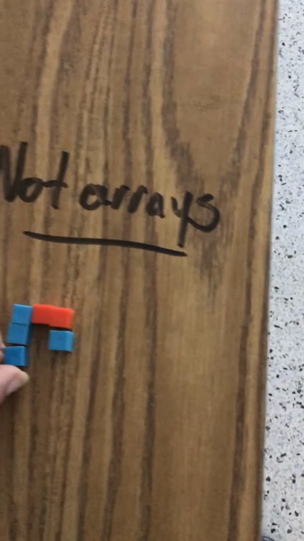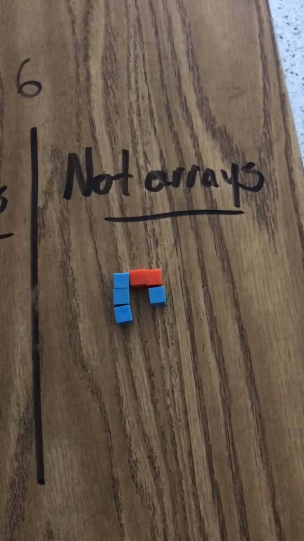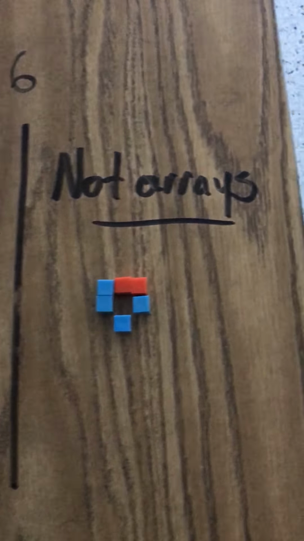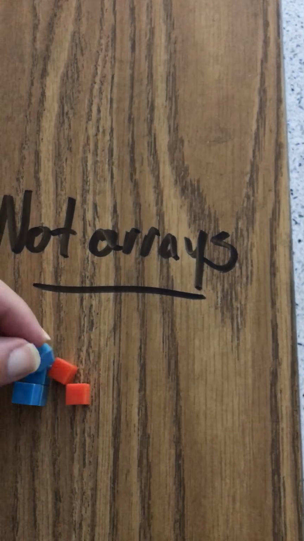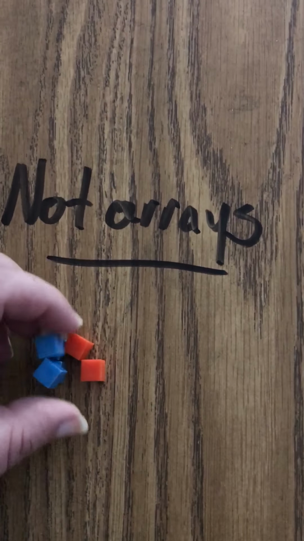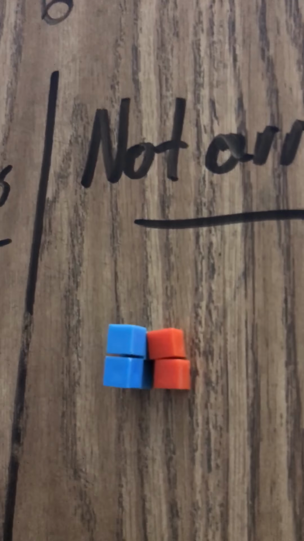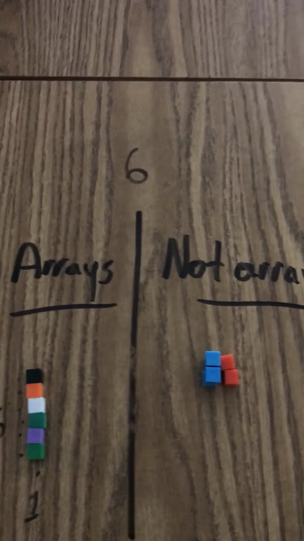What else is not a good array? Well, an array cannot have gaps. All right? You cannot have a donut like this. You can't have a hole in the middle of your array. It doesn't work. Also, you cannot make your array 3-dimensional. An array is a 2-dimensional shape. So you cannot stack cubes on top of each other. It only works in 2 dimensions.